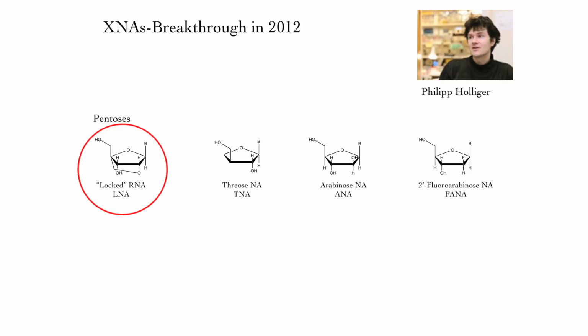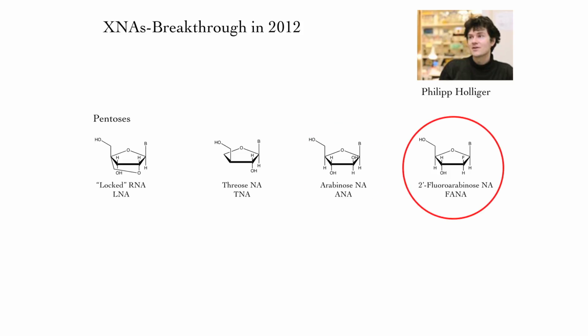3-O, this is TNA. If you compare that with a naturally occurring sugar, it's a bit like the CH2OH group has been lifted from the 5 prime and appended to the 4 prime. Arabinose nucleic acid, that's ARA, also known as ARA-A, has the 2' OH in a different stereochemistry. And finally, fluoroarabinose, that's with that OH group replaced by a fluorine.